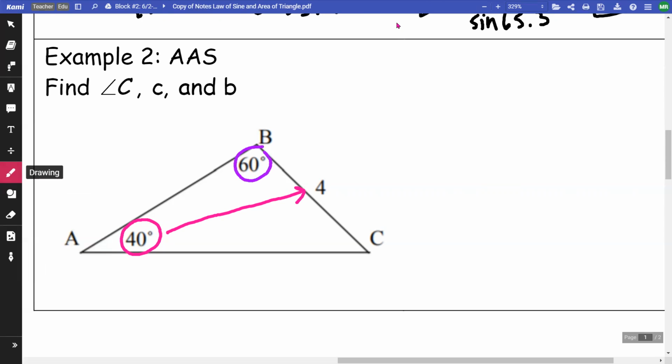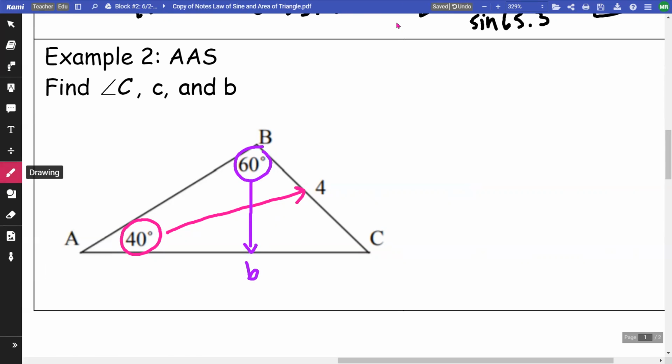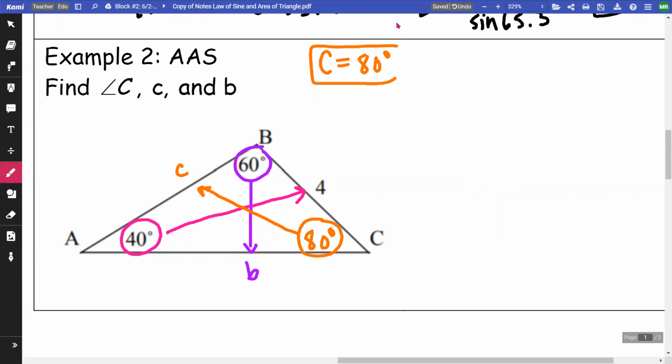So I've got my 60 degrees, which is angle B. So this is going to be little b. And I have my, well, I think we can figure out that this is going to be 80 degrees. Okay, because together the other two are 100. So 180 minus 100 is 80. Okay, so I know this angle C now, and I need to find little c. So right now I just found that C is 80 degrees. Okay, so I know that. So now I just need to find little c and little b.